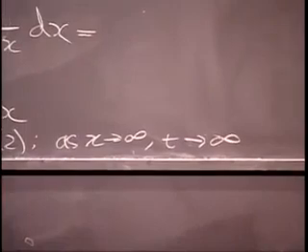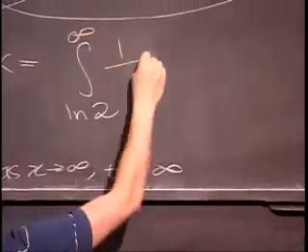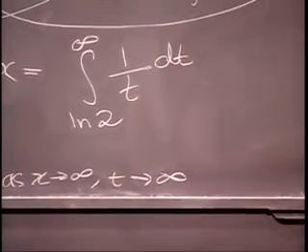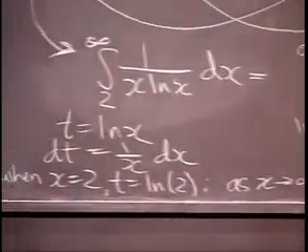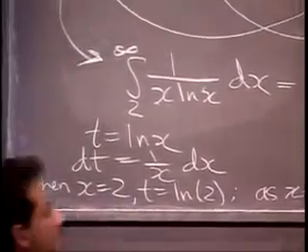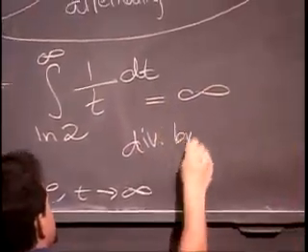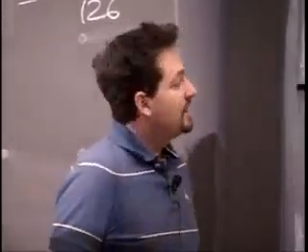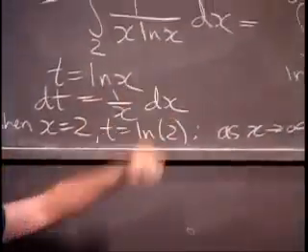T goes to infinity. So in t land, this integral becomes the integral from log 2 to infinity of just 1 over t dt. I've just substituted t equals log x. The dx times 1 over x is dt, and we're left with 1 over t. And this diverges by the p-test. So that's kind of just a review of last time, or the time before, I forget, where here we've solved an improper integral by using a substitution.